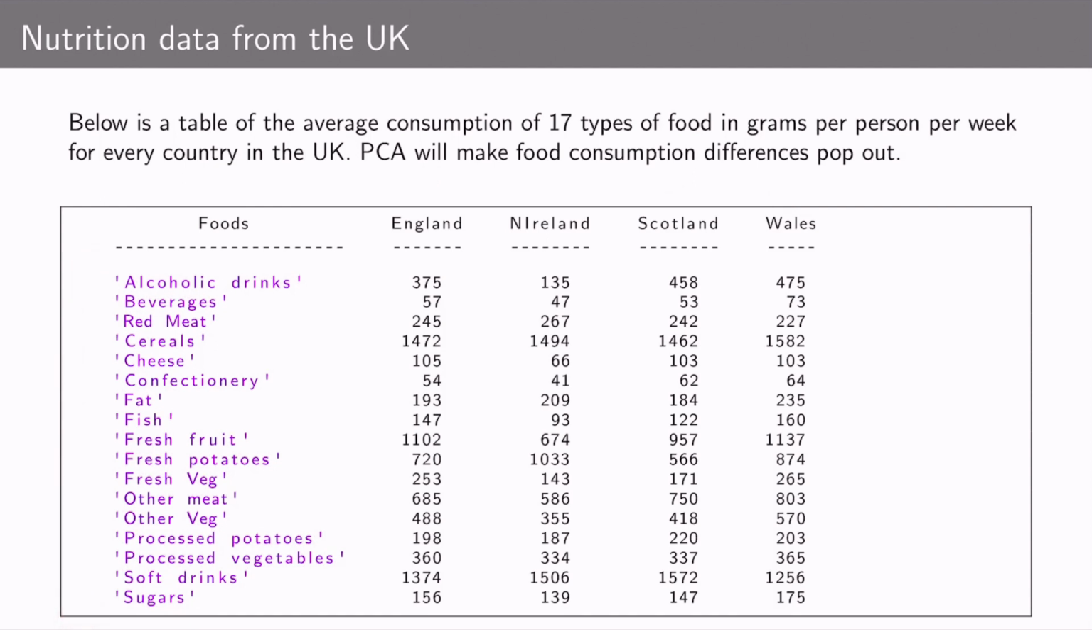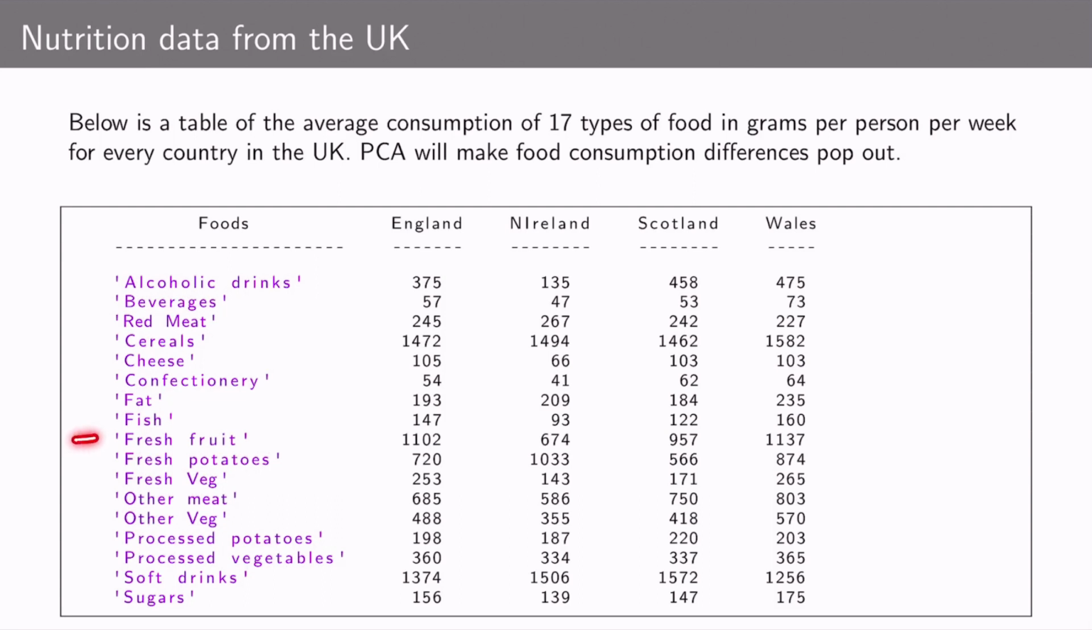I certainly can't plot it in a straightforward way to visualize. I might be able to discern some numerical differences if I look carefully at the rows. For example, fresh potatoes. In the fresh potatoes row, I see 1,033 for Northern Ireland, which seems significantly larger than the other numbers for the other countries.